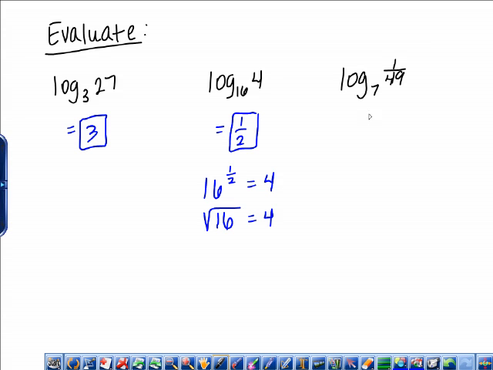Okay, again, this gets a little bit harder. We're thinking 7 to what power gives us 1 over 49? Well, I know that 7 squared is 49, but for 1 over 49, we need to make that power negative. So this is equal to -2. All right, so these are just ones you can do quickly in your head. With practice, for sure you can do it quickly in your head. We do need to practice it a little bit, and we will in class tomorrow.